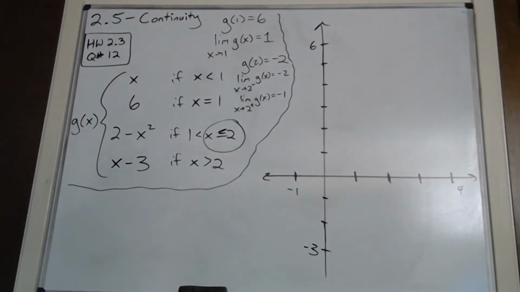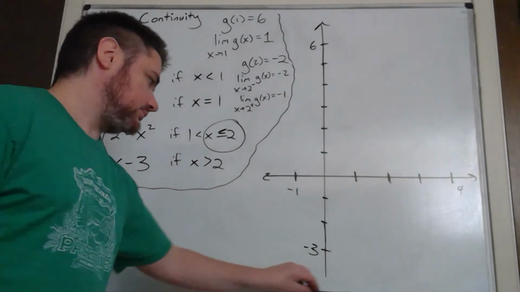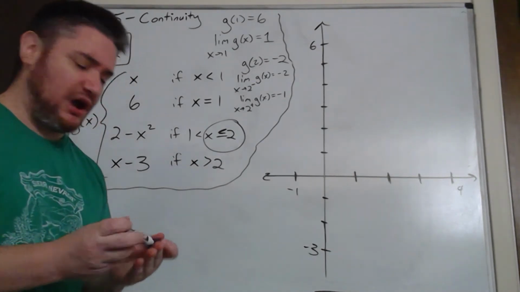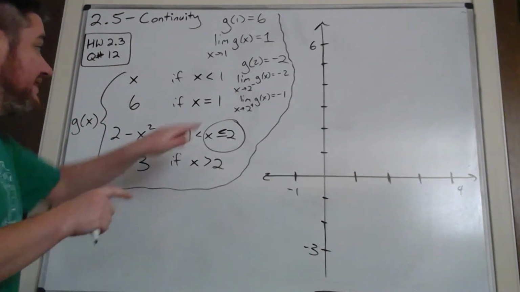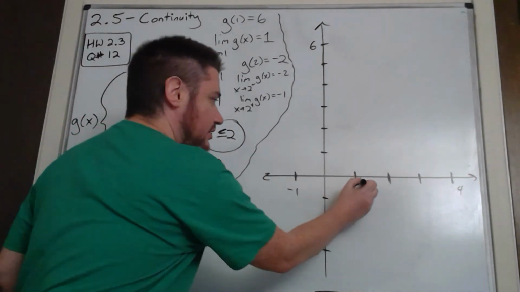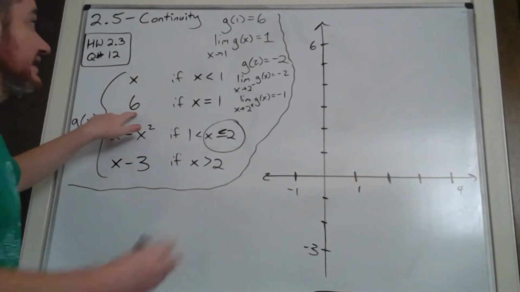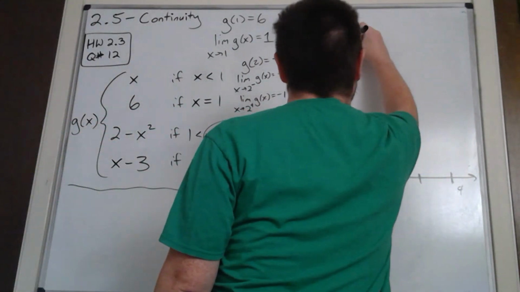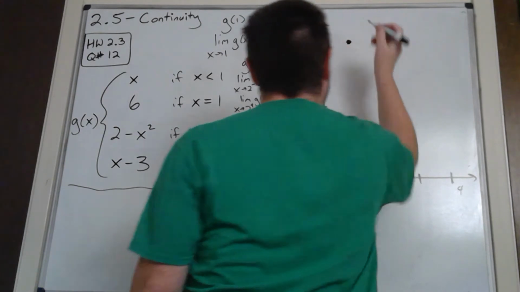Let me try to graph these pieces now. So how do I want to start? You could just start at the top and go down. Let me try to be a little strategic here. This is just a single point, right? If x equals 1, that's just one isolated point. When x equals 1, the function value is 6. So that's this guy up here. G of 1 is 6. So that point lives up there.